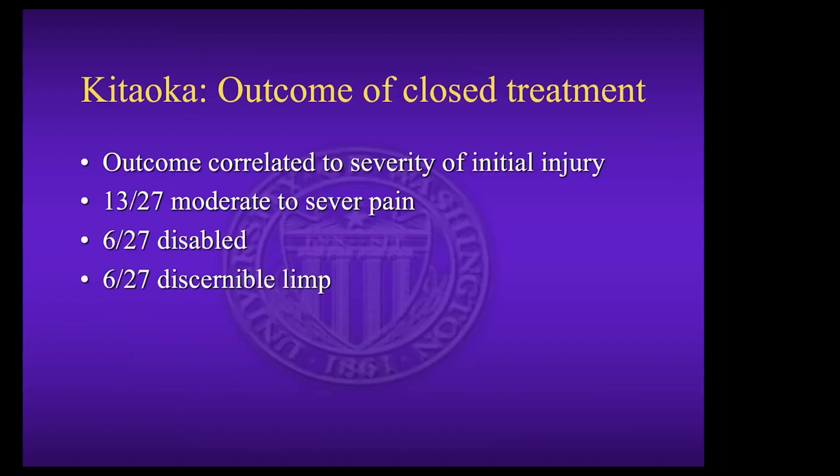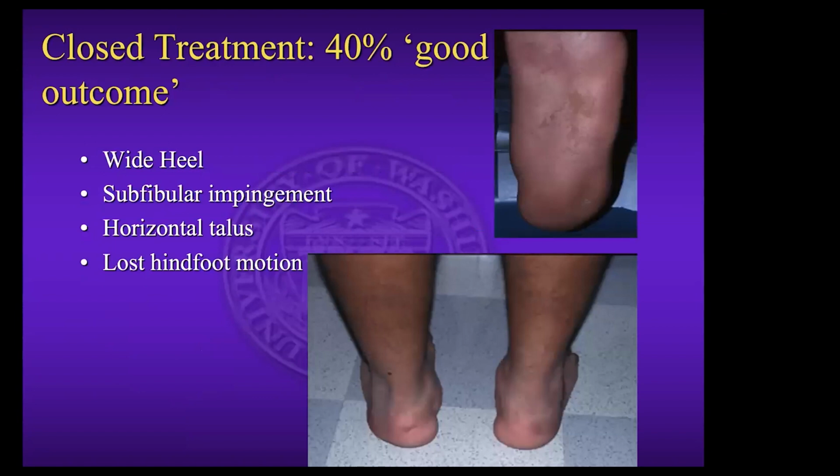That's not a very good number. Half of them had moderate to severe pain. 6 were considered disabled from work, and 6 of the 6 had a discernible limp. And these are the classic problems that you see. It's a wide heel with an irregular plantar surface. You can see that there is bone under the fibula, just looking at it clinically. The subfibular impingement is probably the number one cause that people can't walk well after a calcaneus fracture.